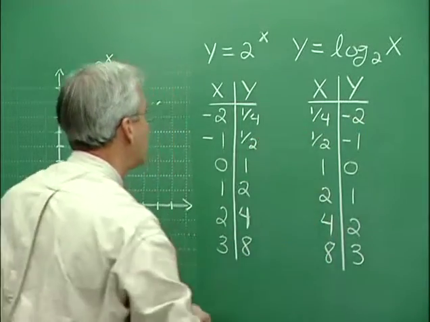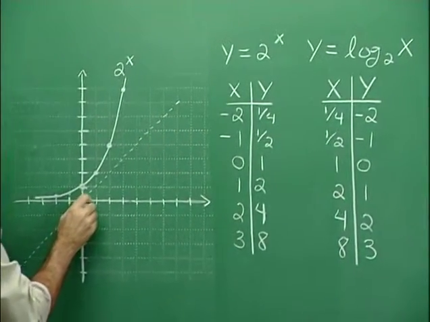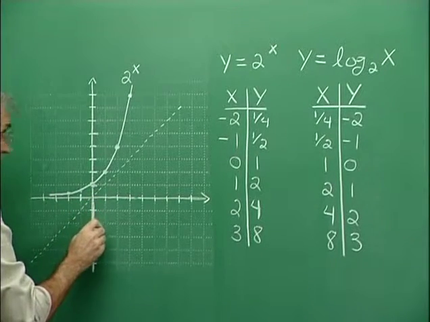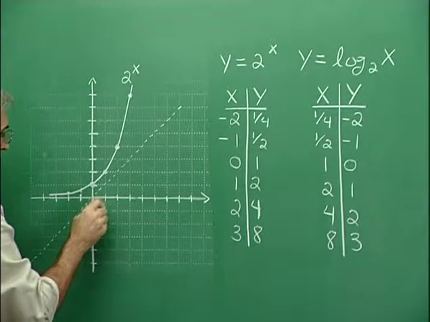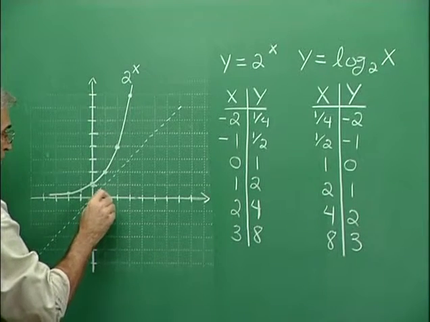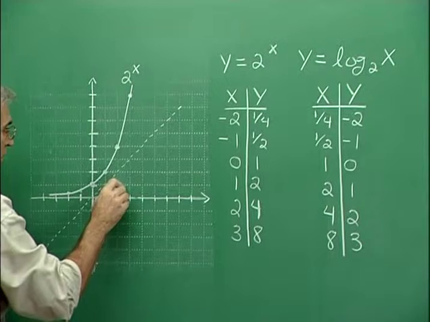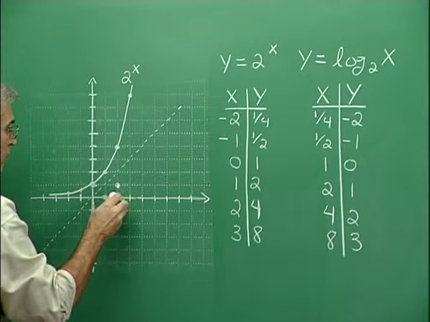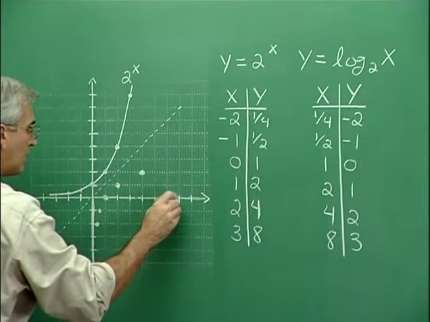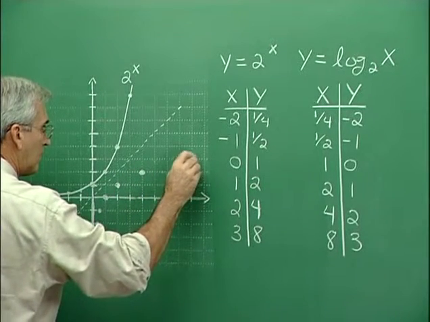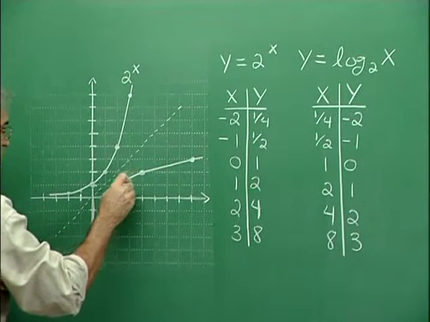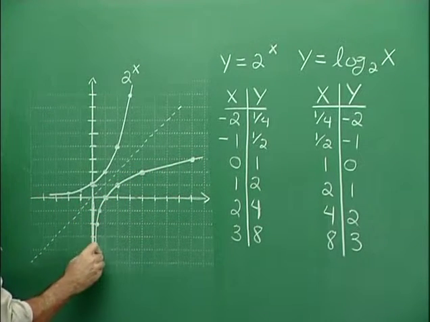1/4 goes to -2. Well, let's see. An x of 1/4 goes to -2. 1/2 goes to -1. 1, 0. 2, 1. 4, 2. And 8, 3. And the graph. And this is about what we would expect.